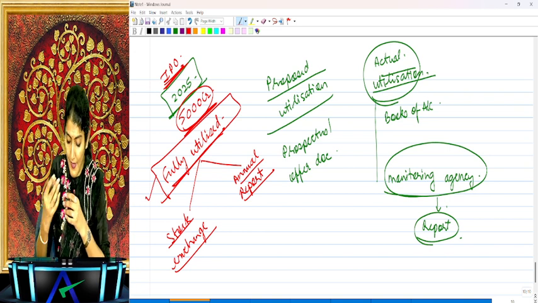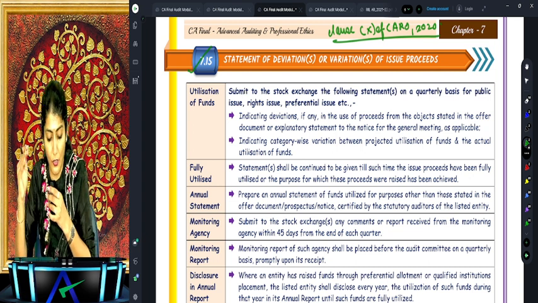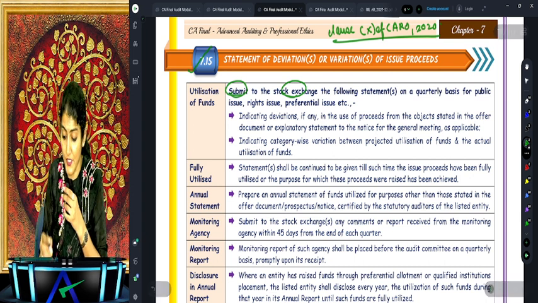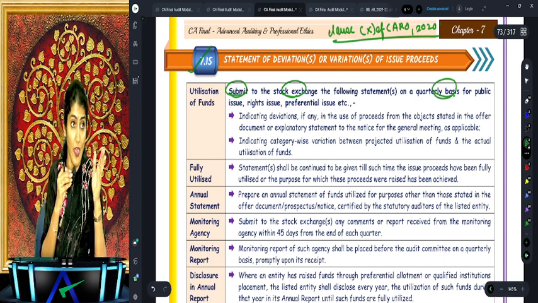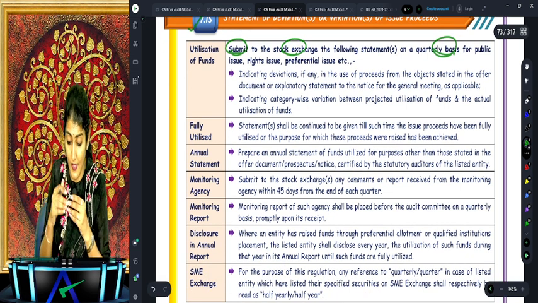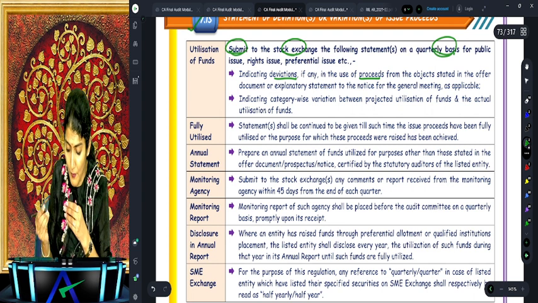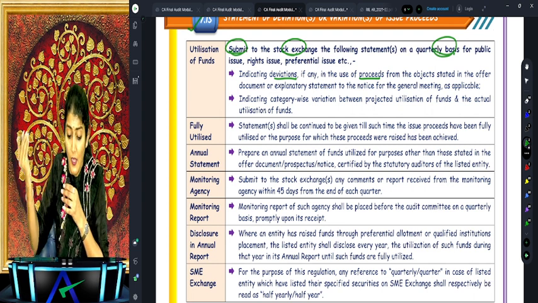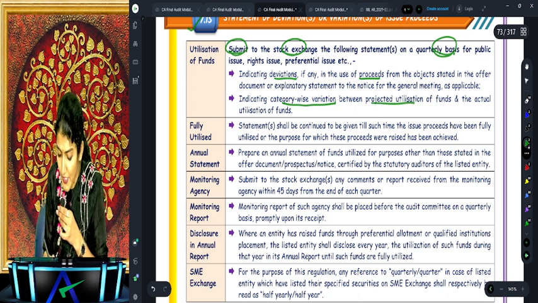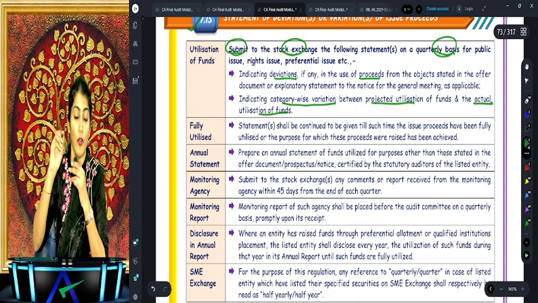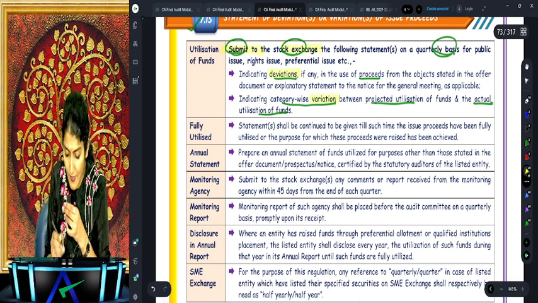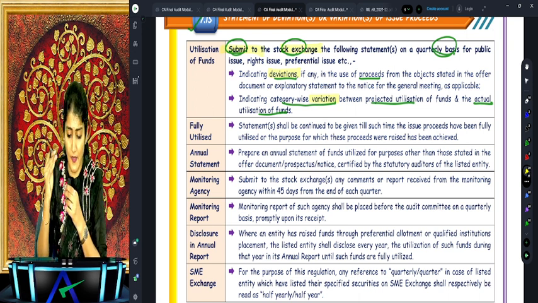So with this in the background, now let's come to the discussion of the statement of deviation. Submit to the stock exchanges on a quarterly basis, every 3 months, for public issue, rights issue, preferential issue, indicating the deviation, if any, from the use of the proceeds from the object stated in the offer document, and also indicating the category wise variation between the projected utilization and the actual utilization of the funds. So one, what does it say? Submit to the stock exchanges the deviations and the variations.